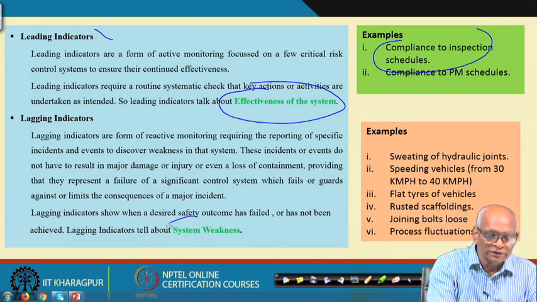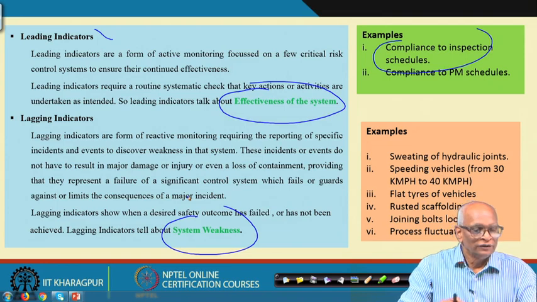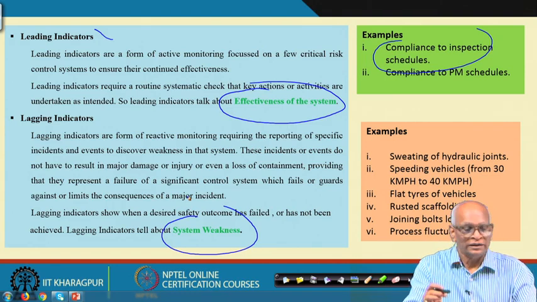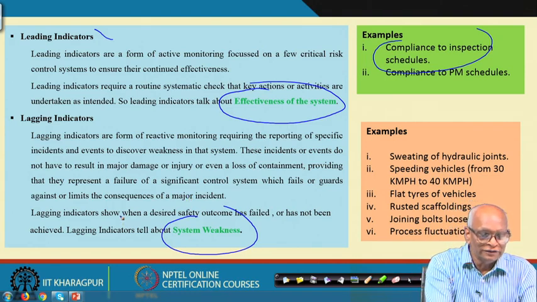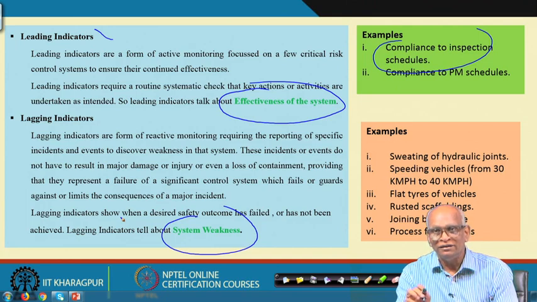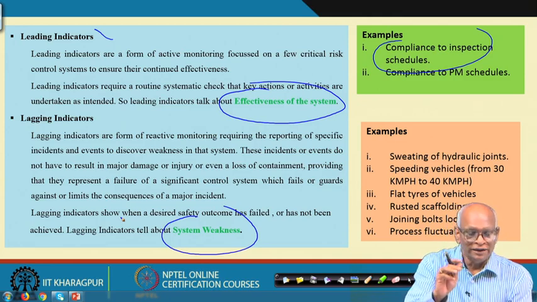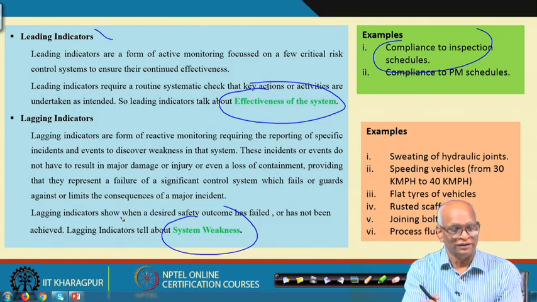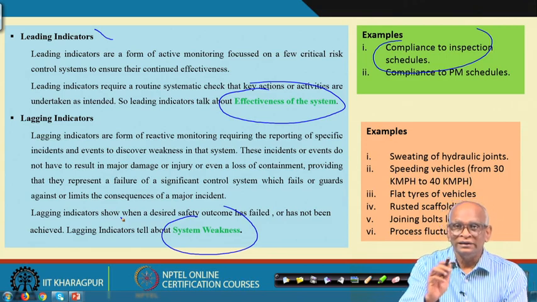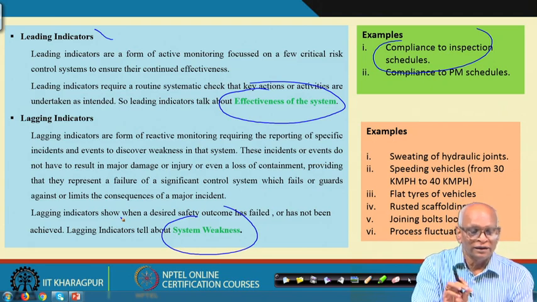The lagging indicator talks about the weakness of the system. Lagging indicators are a form of reactive monitoring requiring reporting of specific incidents. Lagging indicators show whether the desired safety outcome is happening or has failed. These lagging indicators need not tell after the total failure. They will tell whether the safety outcome is getting achieved or not.